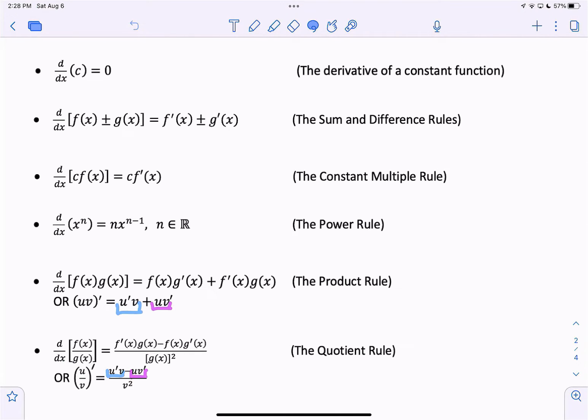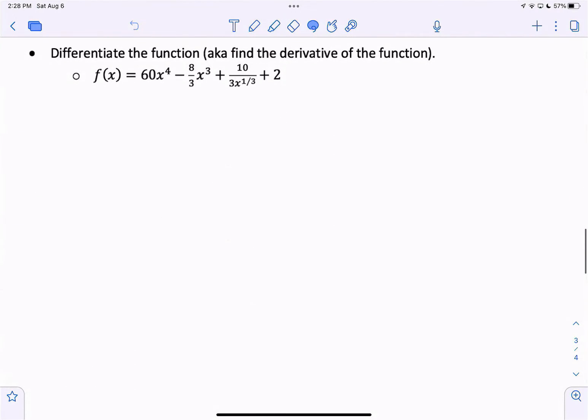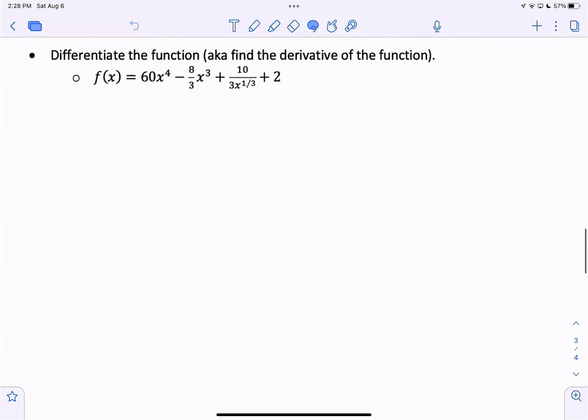These rules are a lot to remember, and you'll end up memorizing all of them, trust me. And the way that's going to happen is by using them. So let's get started. Differentiate the function, also known as take the derivative, find f prime.